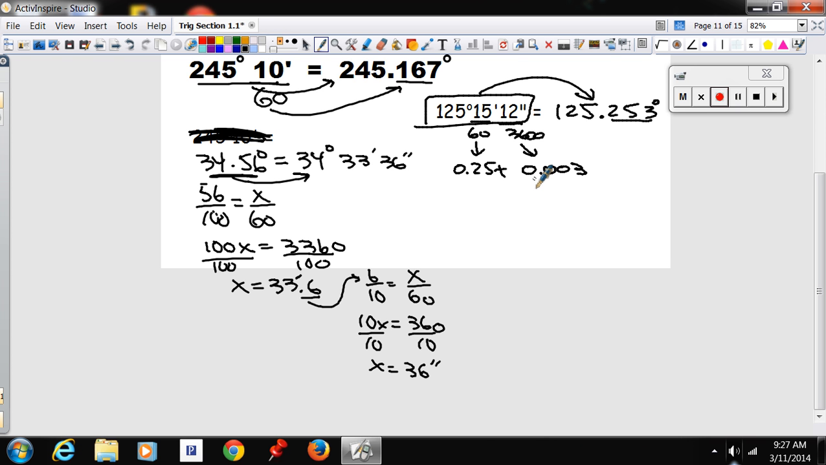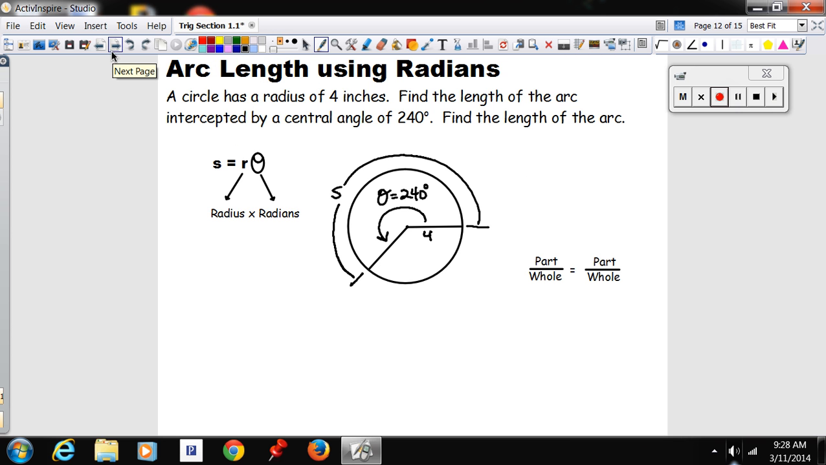All right, the last couple of slides are more of what we're going to get in our little word problems, but they're not really tough ones because they're giving you the formulas already. So we're going to talk about arc length using radians. A circle has a radius of 4 inches. So this is 4 inches right there. You see that 4 inches? Find the length of the arc intercepted by a central angle of 240 degrees.